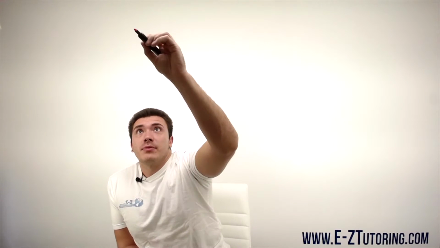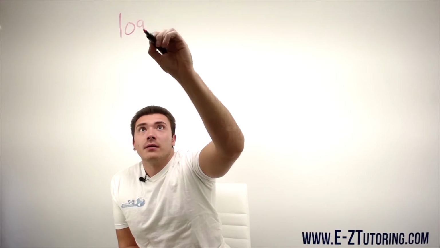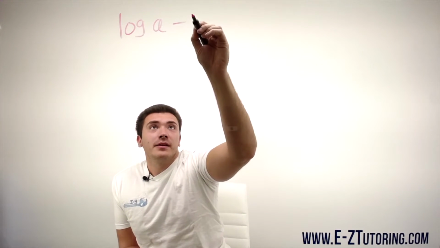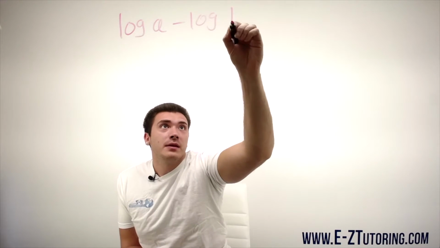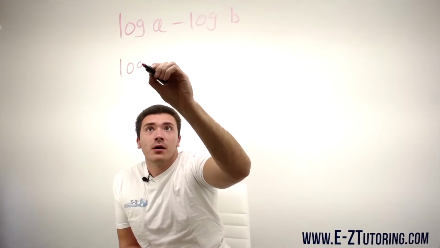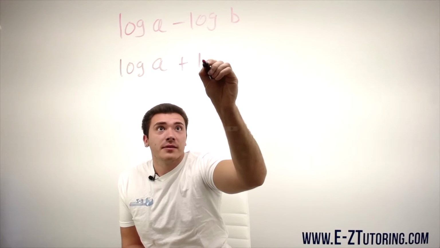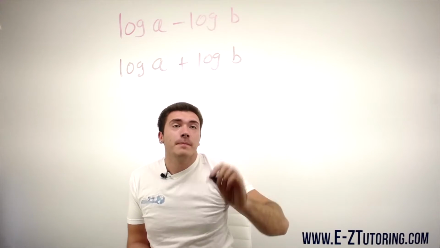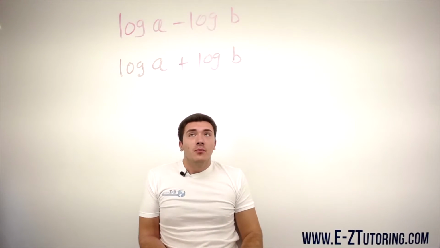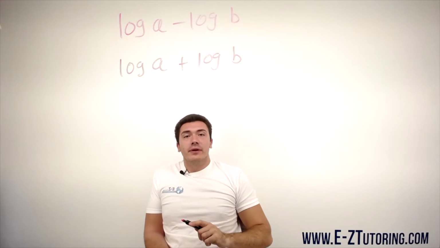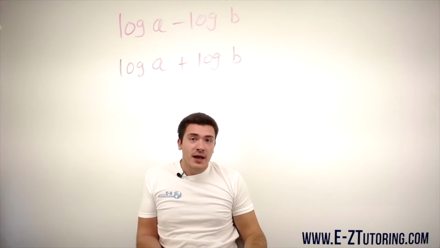Today we're going to cover how to add and subtract logarithms as well as an additional logarithmic rule. So I suppose you may have seen something like log of A minus log of B, or something like log of A plus log of B. Well, whenever you're subtracting logarithms, there is one way you can combine them.